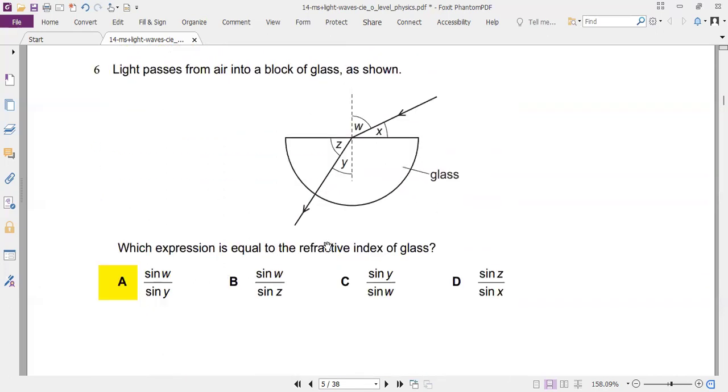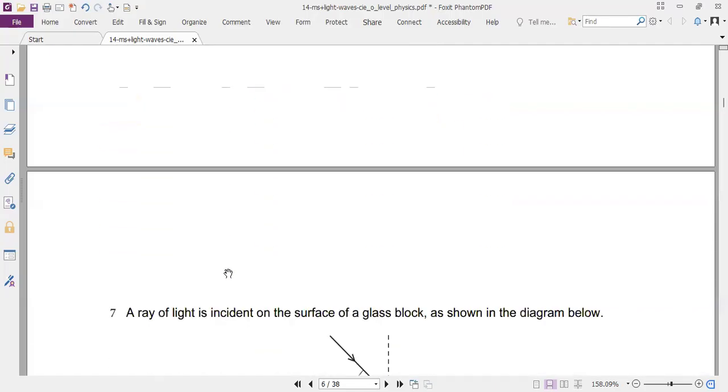Which expression for refractive index? Well, it should be the angle of incidence. Oh, sorry, the ray is coming from here. So this is the angle of incidence W and this is the angle of refraction Y. So sine W over sine Y should give you the refractive index.